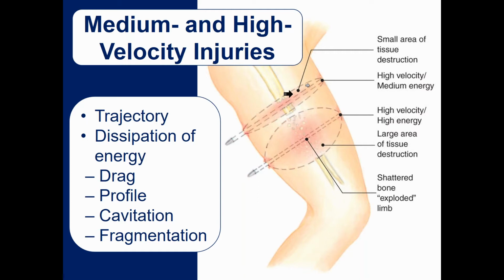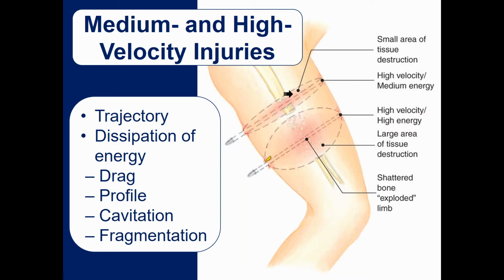But all of that tissue that was in that temporary wound cavity, that big expansion and then contraction, is still going to be damaged. So there's likely to be lots of bleeding, likely to be lots of soft tissue damage. There's likely to be some destruction of bone, but it's on a smaller scale because the actual velocity and energy transfer is smaller.